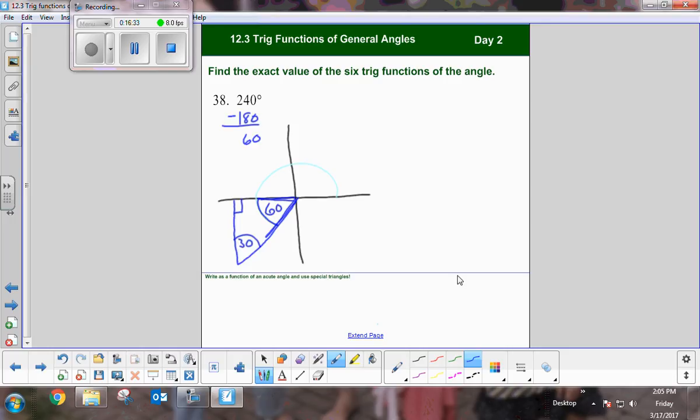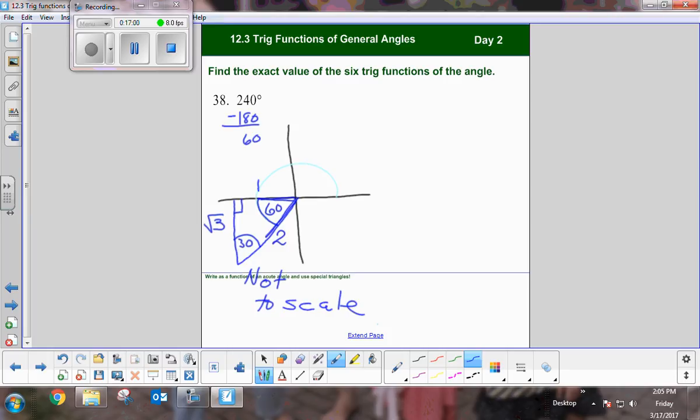So now we have this special triangle. It's not to scale. The shortest side, we can call 1. The side opposite the 60-degree angle, we can say is the square root of 3. And the hypotenuse, which is the same as r, is 2.